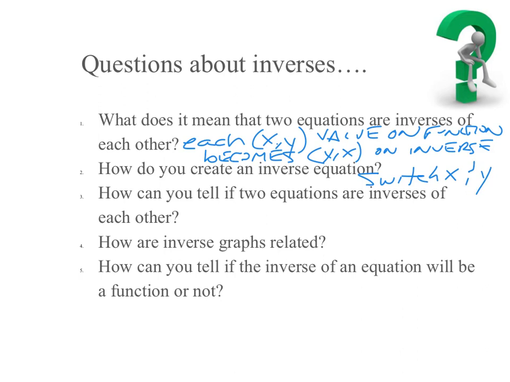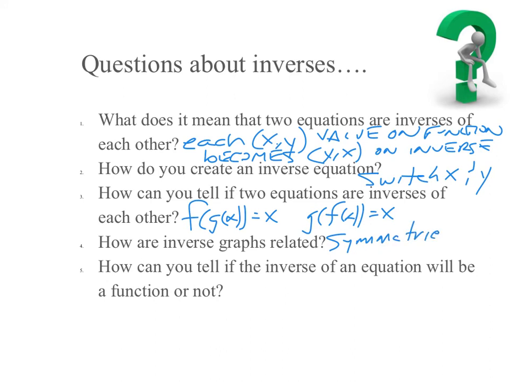How can you tell if two equations are inverses of each other? Well, we can do our compositions. F of g of x must be equal to x, and g of f of x must also be equal to x. How are inverse graphs related? Well, they're symmetric across the line y equals x, the axis of symmetry for inverse functions. And how can you tell if the inverse of an equation will be a function or not? You can use a horizontal line test on the original function to see if its inverse is going to be a function or not, or whether or not it'll pass the vertical line test.